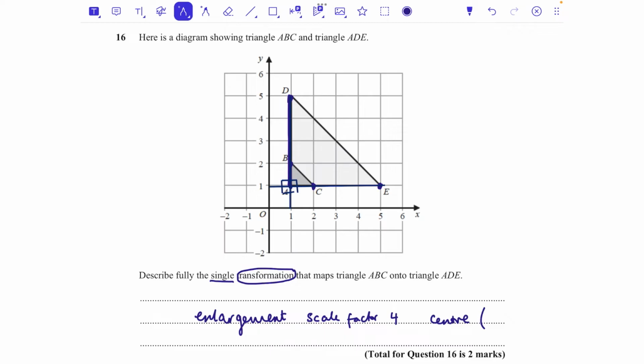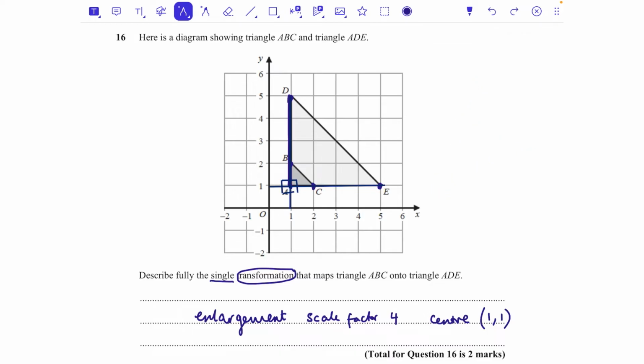So that is our centre of enlargement here. So the centre is 1, 1. Normally, if you had, let's say, a triangle like this and a triangle like this, when you match them up, normally they come back to a point that's outside the shape, and that would be your centre like that, but here they were on top of each other.